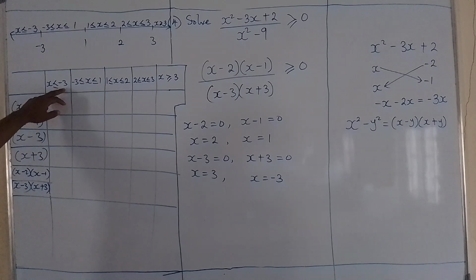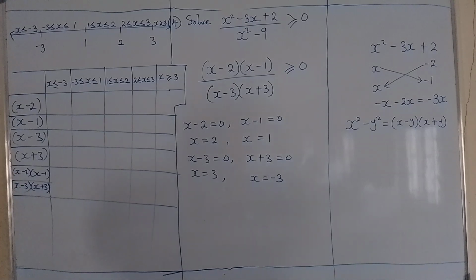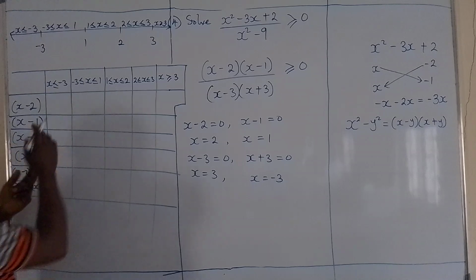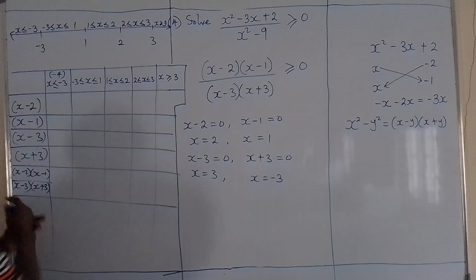x is less than or equal to minus 3. Pick any value in that range. Any number you pick in that range will behave the same way. So for x less than minus 3, we can pick a number like minus 4.